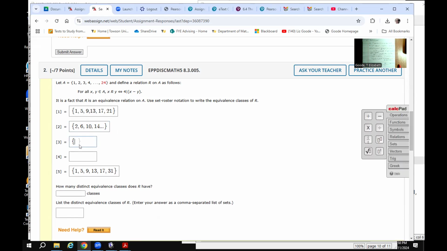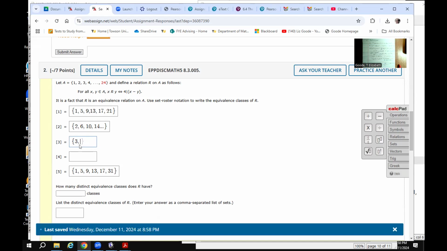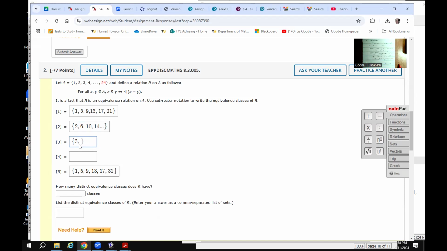And what about for 3? Well, 3 is going to be the first element in there. Always put the element in its own equivalence class. What next? Would it be 6? What's 6 minus 3? 3. Does 4 divide 3? No, so it would be 7. Yeah. What's the next one? 11. And then you keep on going.